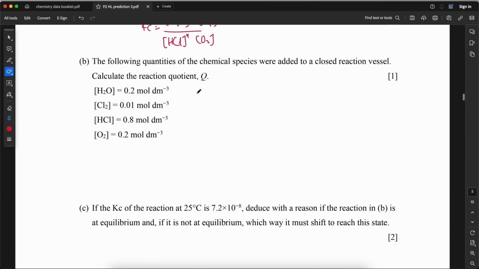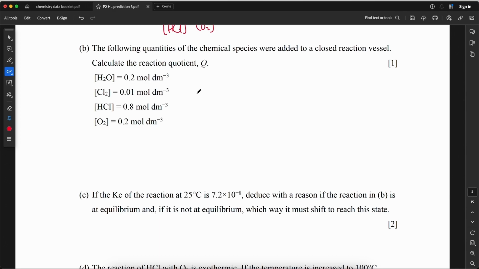The following quantities of the chemical species were added to a closed reaction vessel. Calculate the reaction quotient, which is Q. Q is calculated the same as Kc, but it includes concentrations that might not have reached equilibrium yet.